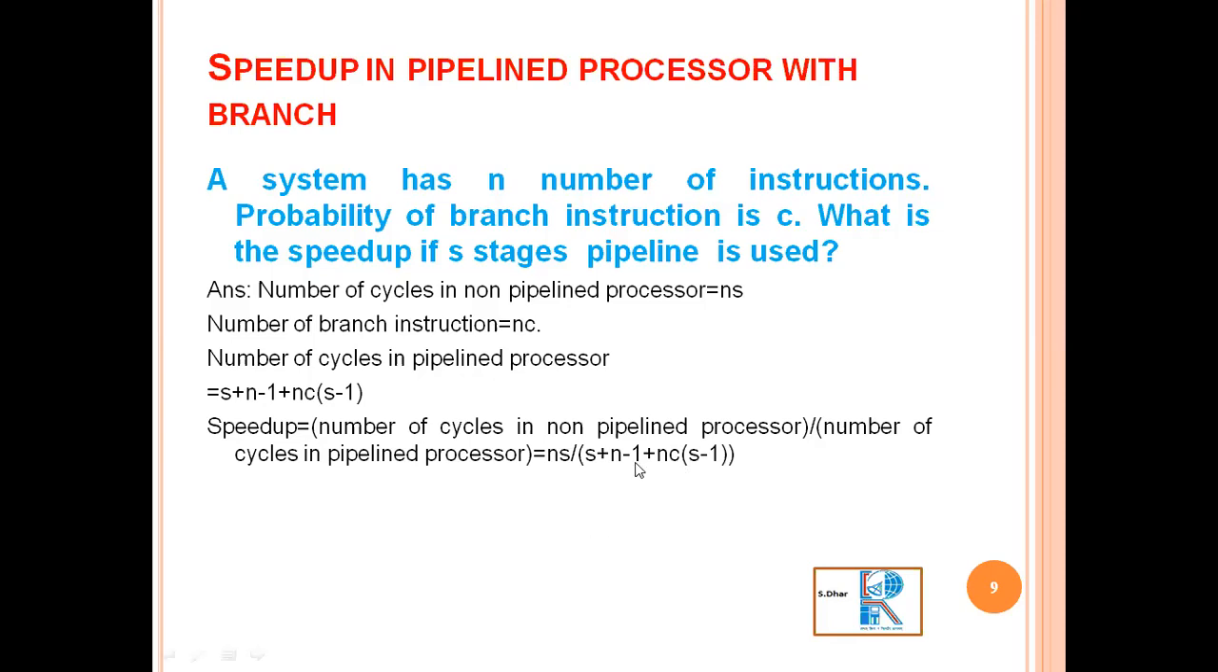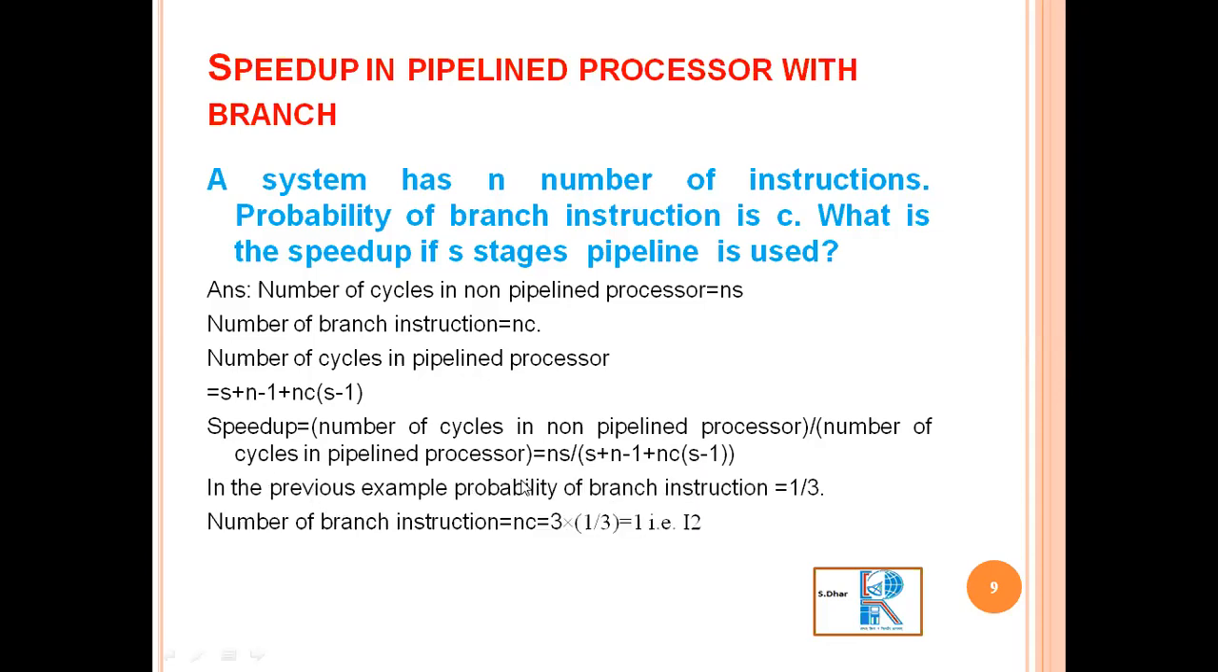So c will be 0. The formula will be ns plus s minus 1, the formula we have learned in the previous slides. That means if the probability of branch instruction is 0, our speed up will be maximum, because it is ns over s plus n minus 1. Clear? So this is the speed up if I use a pipeline with the branch instruction.